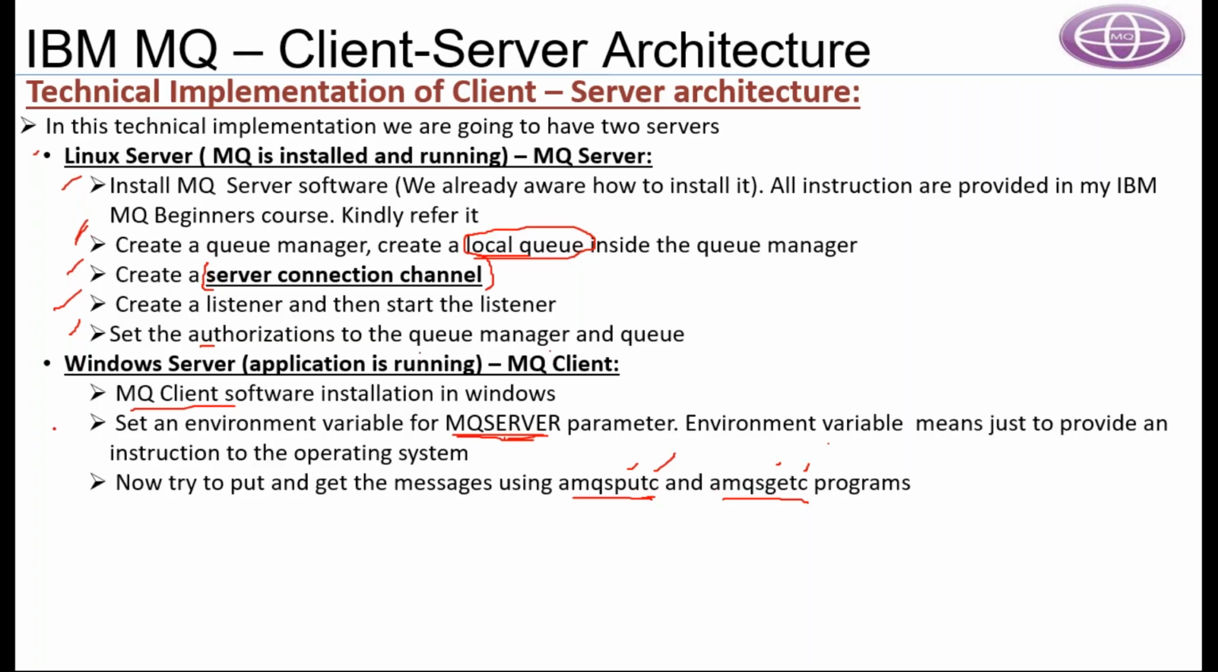So in the client side, these are the three things we need to see. Number one, MQ client software in Windows. Then we need to set the MQSERVER environment variable. Then we have to use amqsputc and amqsgetc for putting and getting the message in client mode.